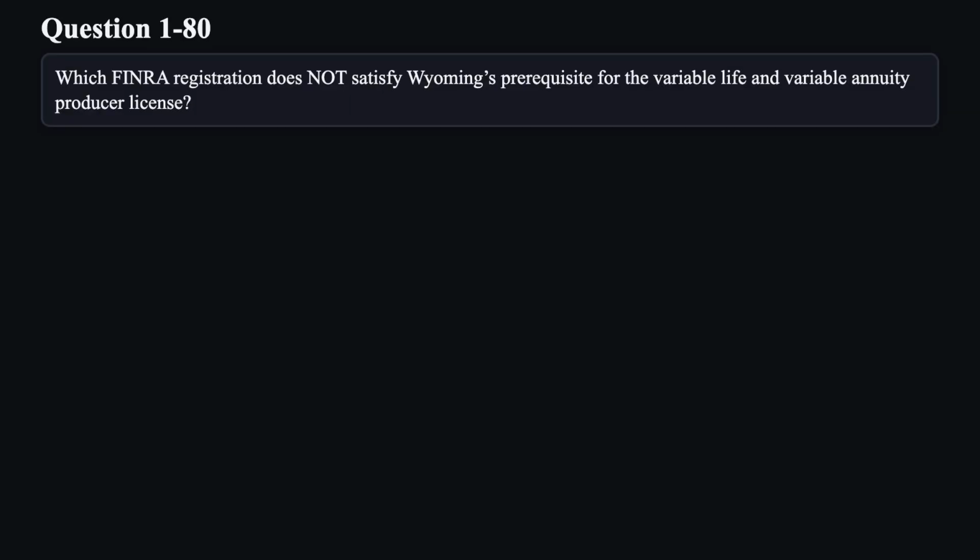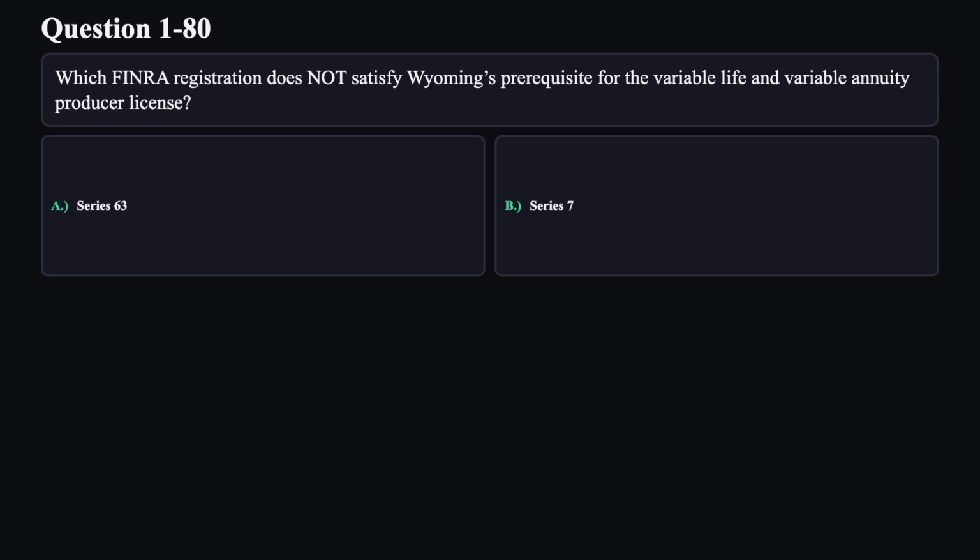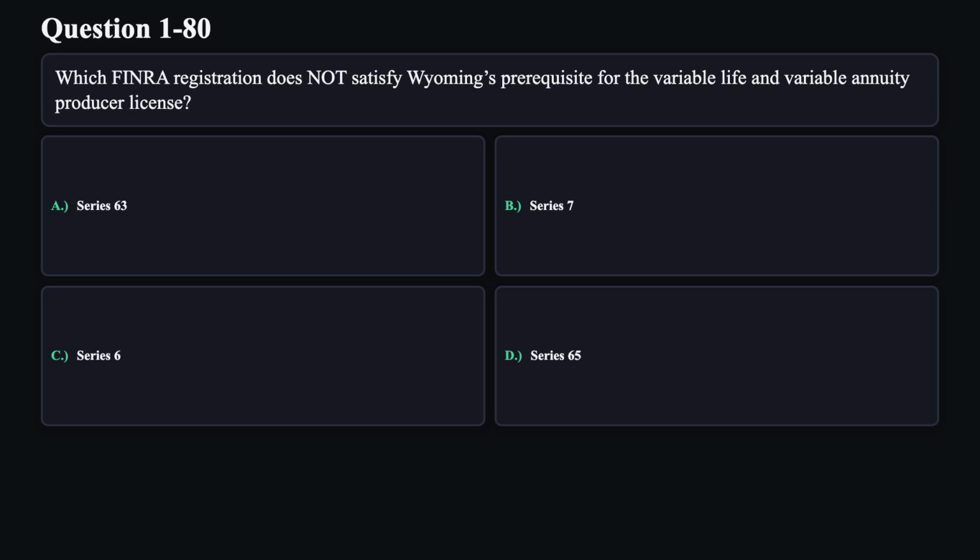Question 80. Which FINRA registration does not satisfy Wyoming's prerequisite for the variable life and variable annuity producer license? A. Series 63. B. Series 7. C. Series 6. D. Series 65.